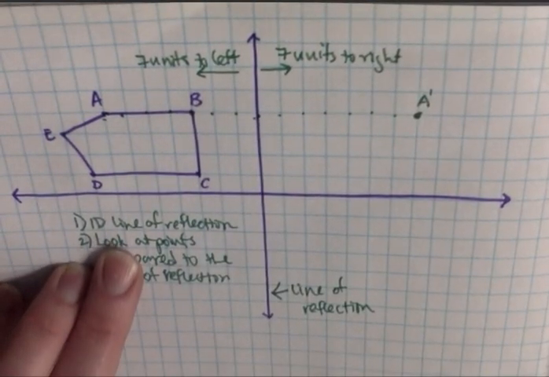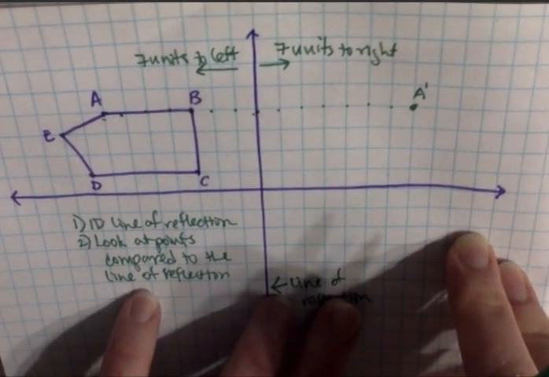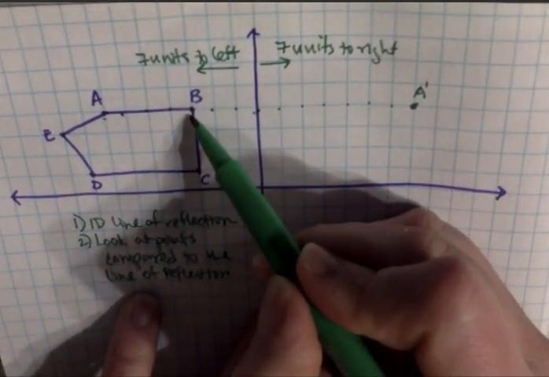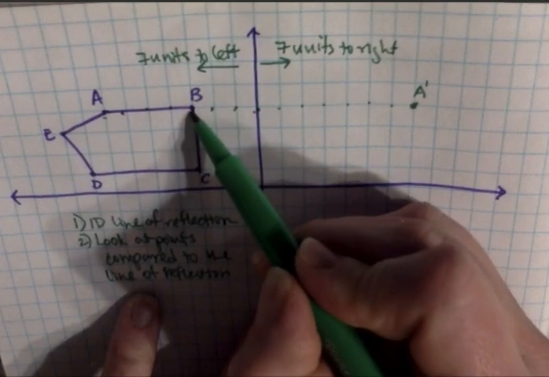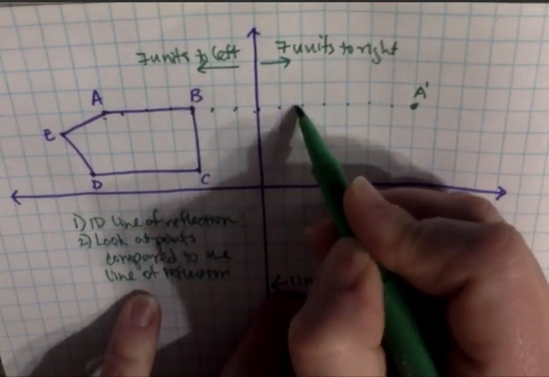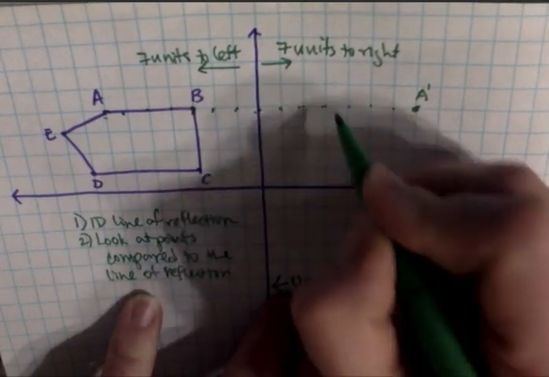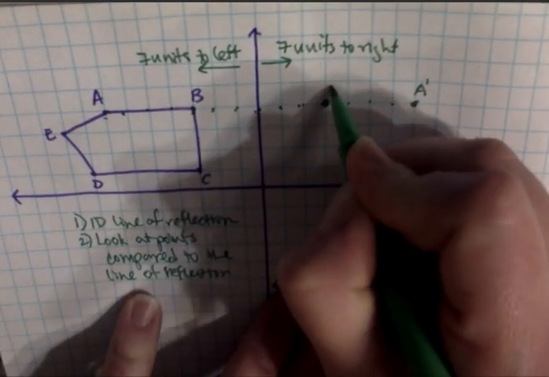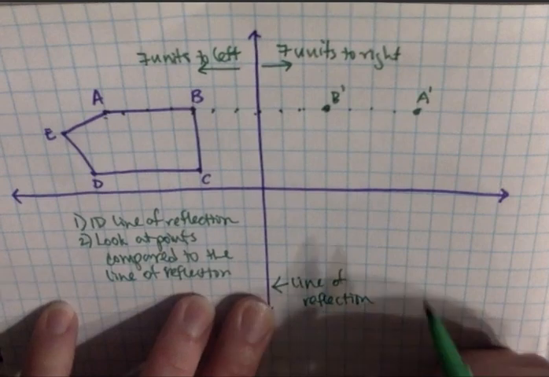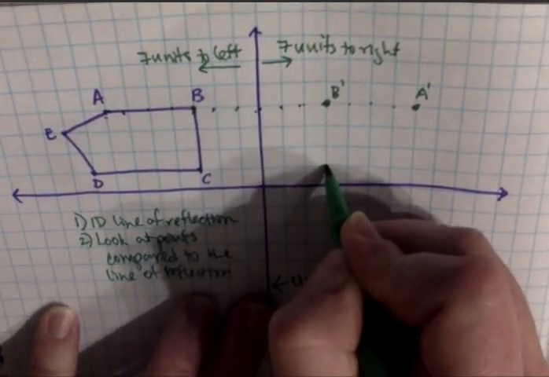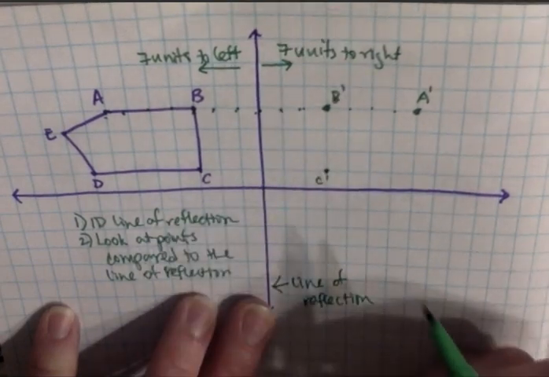Just like we did with our reflections when we didn't have a coordinate plane, I'm now going to look at B. It is 3 units to the left, so now I'm going to go 3 units to the right. And I'm going to mark that point B prime. I can do the same thing with C. It's 3 units to the left. That means I'm going 3 units to the right, and I can say C prime.